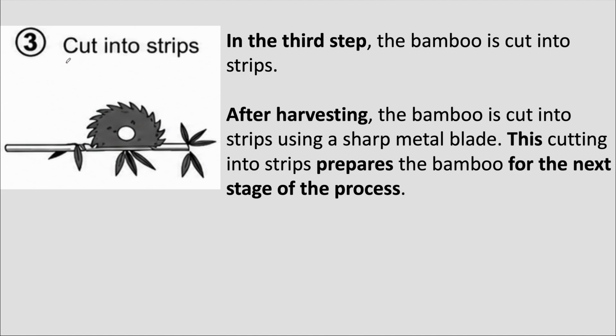Then this is cut into strips. The shorter version simply says that in the third step, the bamboo is cut into strips. To make the sentence longer and to make it better, we start with after harvesting. So we refer back to the second step and we include extra details such as using a sharp metal blade.